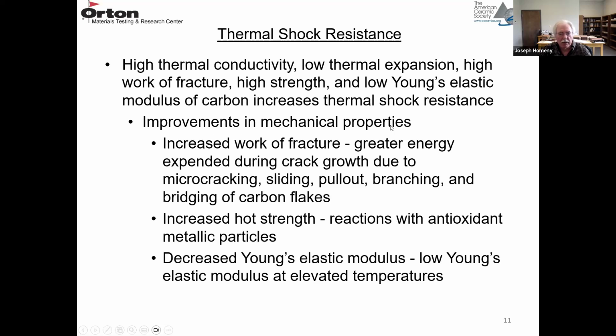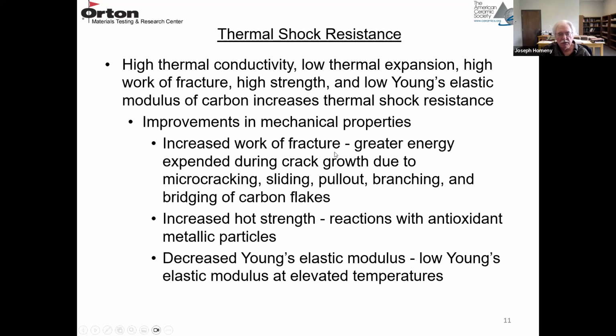So the improvements in mechanical properties, I mentioned work of fracture. That's the energy necessary to propagate a crack. So it takes more energy to propagate a crack when you have microcracking, sliding of components, pull out of components, crack branching, and then bridging in the crack wake due to carbon flakes. So it takes more energy to drive a crack, and that's what you want to having improved thermal shock resistance.